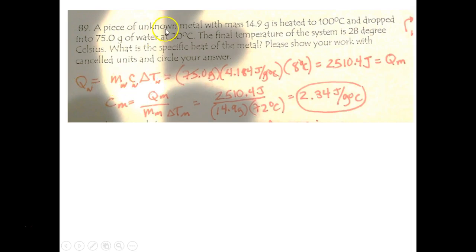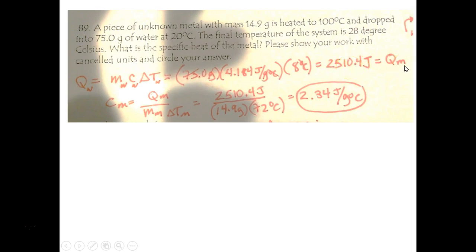So mass of the water was given, 75 grams. Specific heat of water is something you can look up. It's 4.184 joules per gram per degree Celsius for liquid water. Note that you're going to have to maintain those units, joules, grams, and Celsius. We're good on grams. And the change in temperature was 8 degrees. Therefore, the amount of heat that the water gained was 2,510.4 joules.